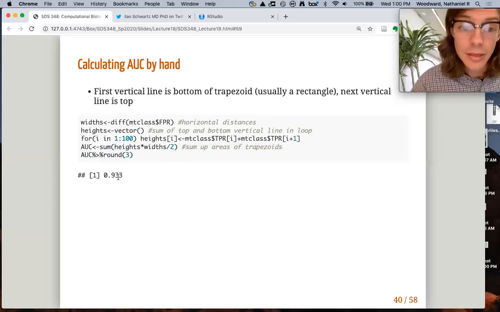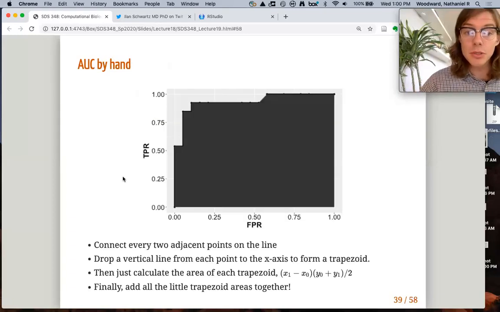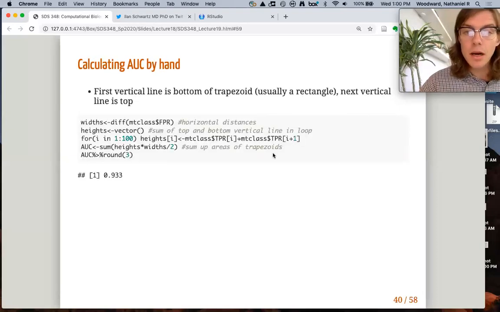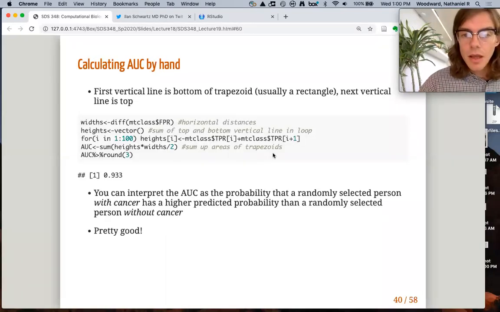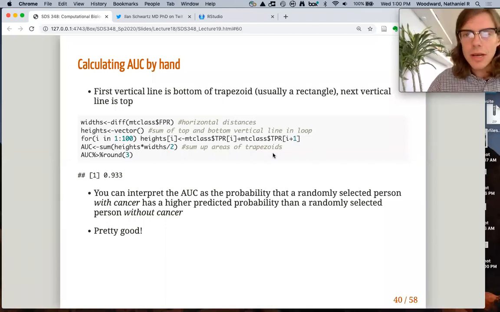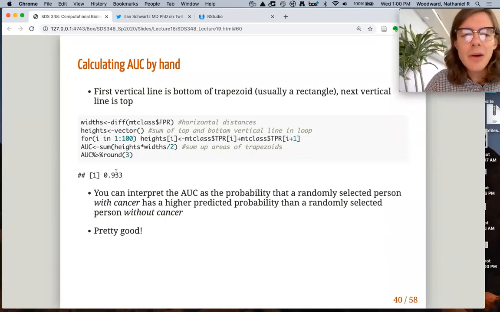And if you do that, you get an AUC of 0.93, which is really good, right? The area under this curve is 0.93. So what does this mean? How can we interpret this AUC, the area under the curve? What does it represent? I like to think of it like this. This is the most useful way of thinking about it, in my opinion.